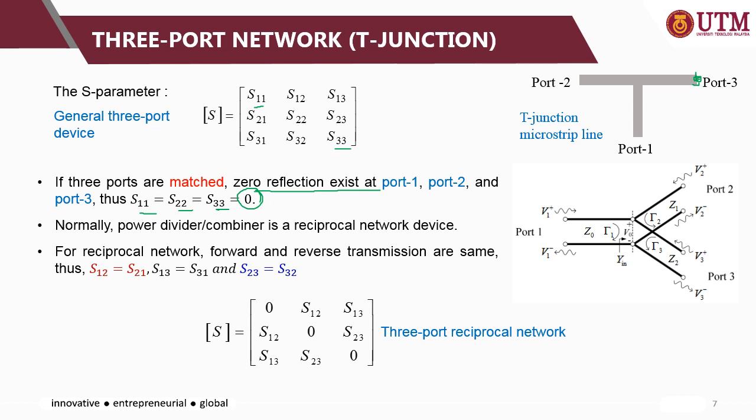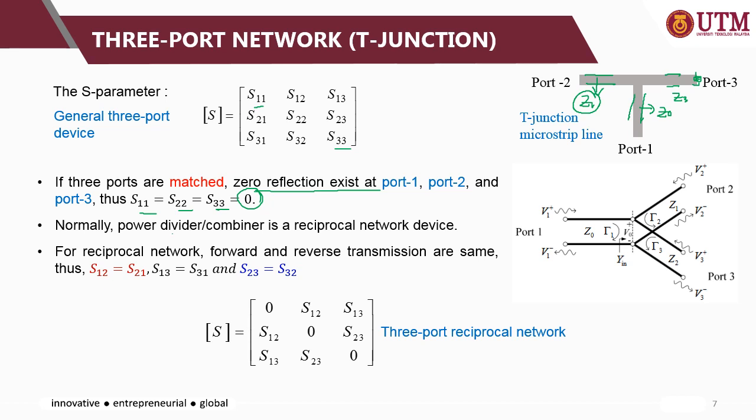Okay, if each of these are matched, in which ZL is equal to Z0, the characteristic impedance for each line. For example, at port 1 you have the characteristic impedance equal to Z0, at port 2 you have Z1, and here you have Z2. So if the Z load at each port matches the impedance of the individual transmission line, then the system is matched.